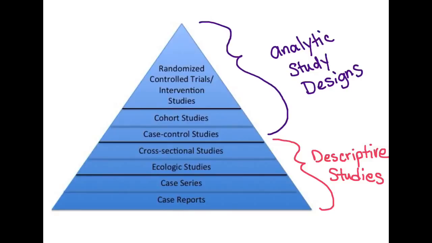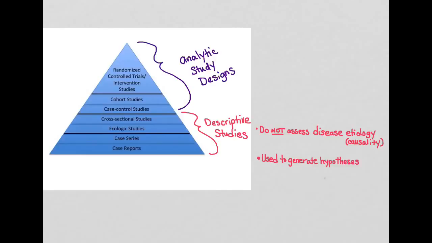Okay, so what we have here is at the bottom, the case reports, case series, ecologic studies, and cross-sectional studies are all descriptive studies. And at the top, we have case control, cohort, and randomized controlled trials. You can also call them intervention studies or experimental studies. Those are all analytic study designs. What differentiates descriptive studies from analytic is that descriptive studies do not assess disease etiology or causality.